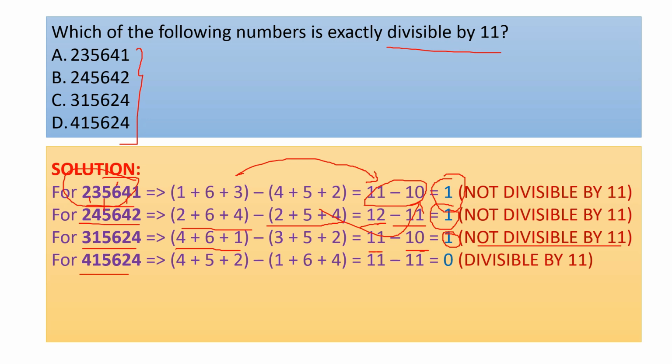So we are checking option D, which is 415624. Here also we are taking the difference of the sum of the digits at the odd places and at the even places. So we are getting 0. The difference should be either 0 or a number which is divisible by 11. In this case we are getting 0, so this is divisible by 11. So option D is the correct answer. Just try to compare my solution with your solution.